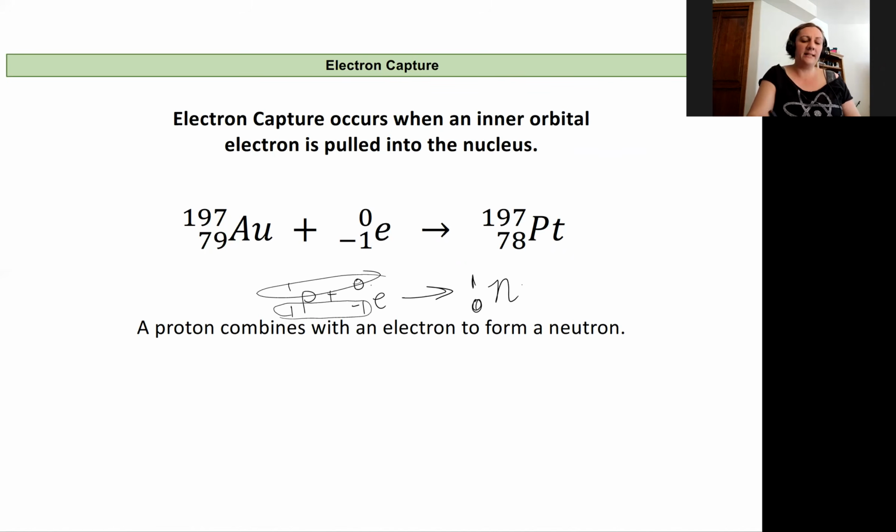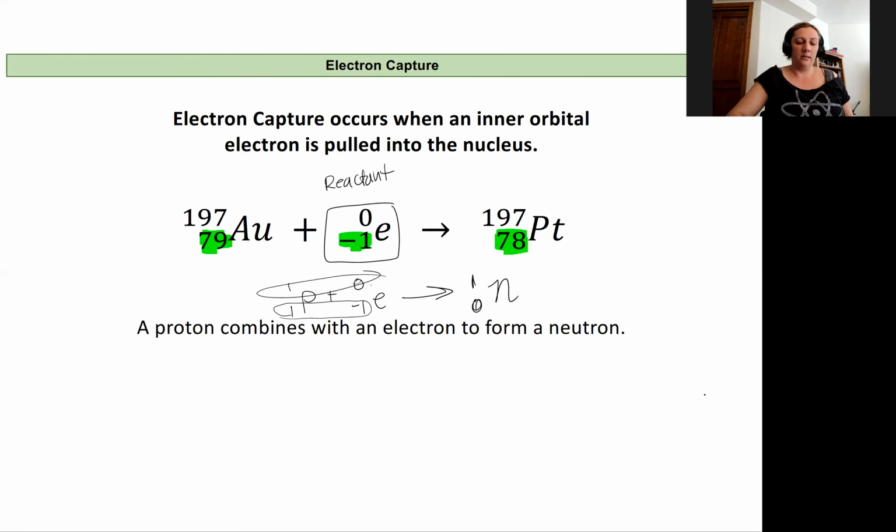So in this case, that electron particle is on the reactant side. And again, I'm still going to use this idea that my reactants and products have to sum to the same value for my mass number and my atomic number. And so my 79 minus 1 will give me a 78. And so electron capture will produce a platinum 197, which was the same result we had for positron emission. So we get the same product, whether it's electron capture or positron emission.